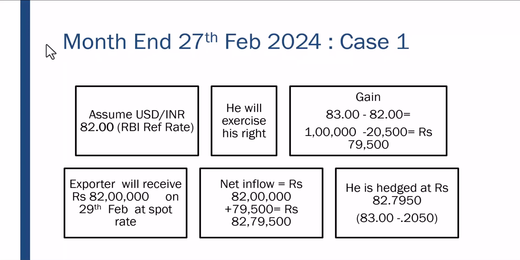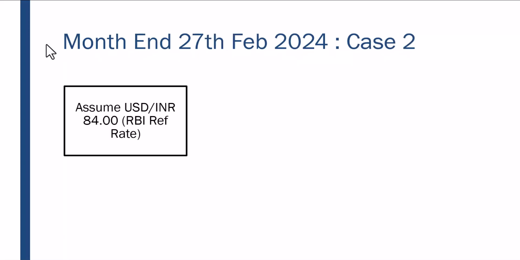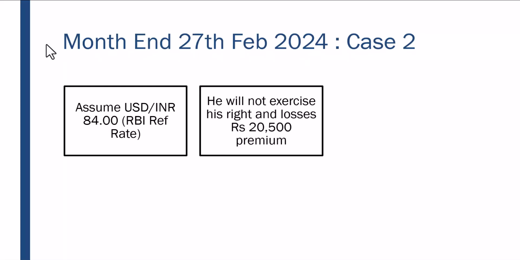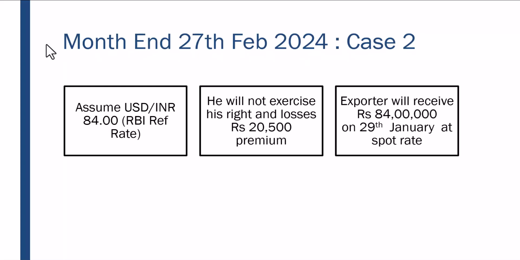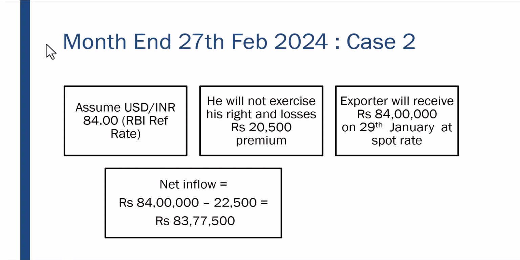Is that okay? Now let's talk about case 2. Case 2, the dollar goes to 84. Who am I? Exporter. Otherwise I would not have hedged, I would have been very happy. But here also I can choose not to exercise the option and lose only 20,500. So I lost that, but I got 84 lakh rupees from my customer, I mean via the bank, because the bank rate was 84. He paid $1 lakh, the same amount, but in rupee terms I got more because the dollar was 84. So I got 84 lakhs. But the net was 84 lakhs minus 20,500. Is that okay?